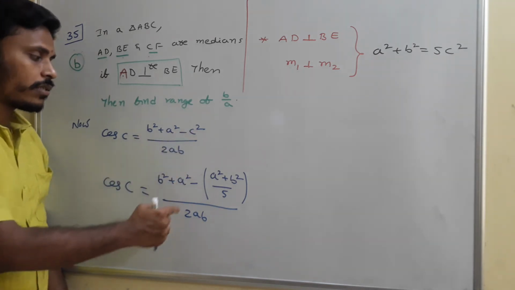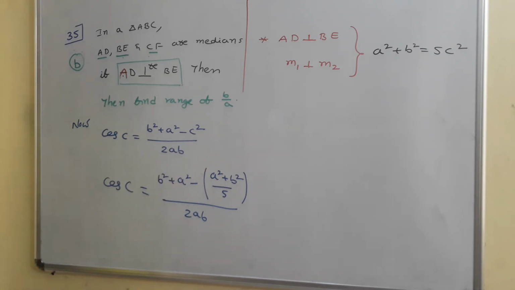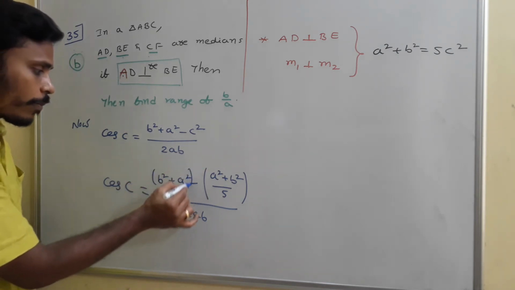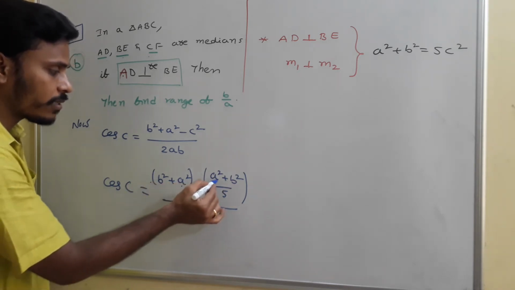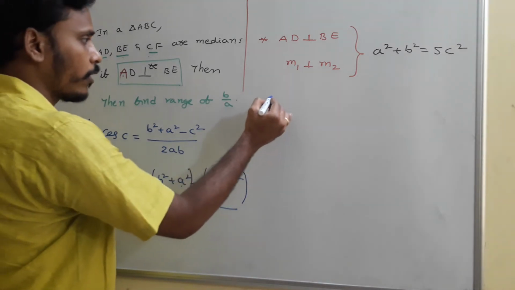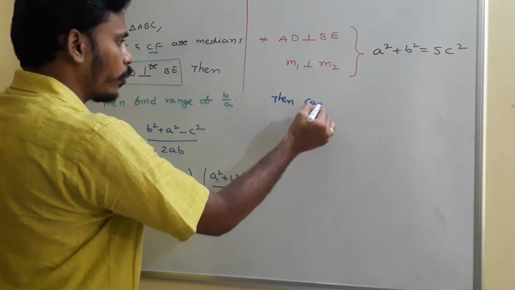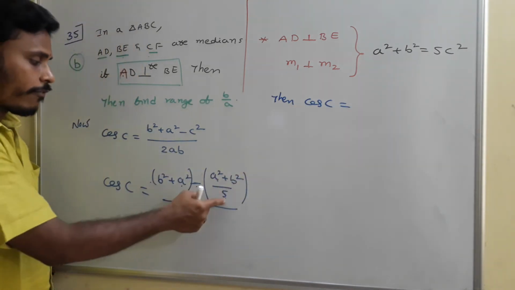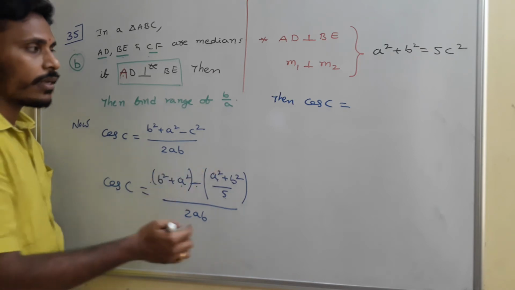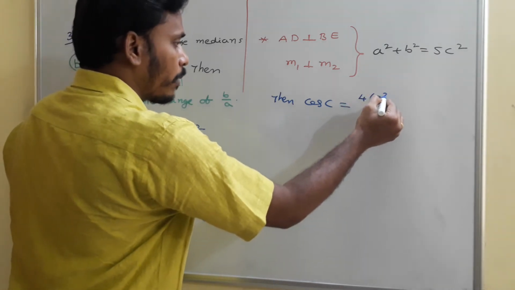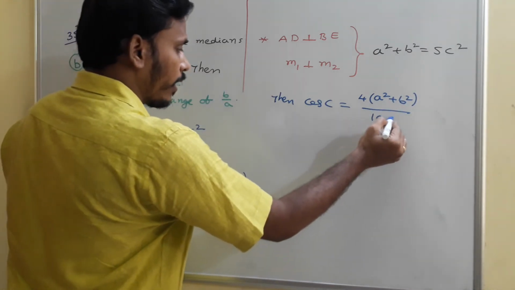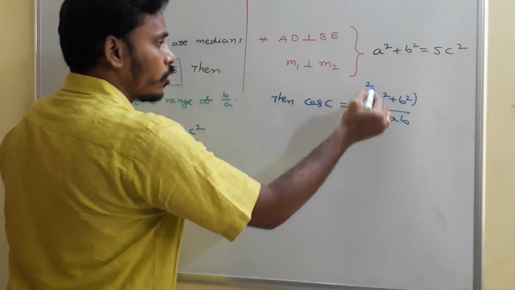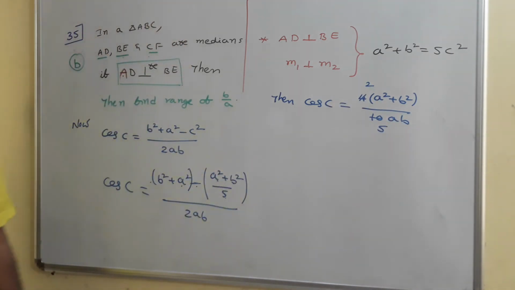See, a square plus b square minus c square by 2ab, and that c square is a square plus b square by 5. So if you take LCM, 5 times of a square plus b square minus a square plus b square, all by 5, divided by 2ab. Then you will get that cos C is equals to 5 times of a square plus b square minus a square plus b square, which is 4 times of a square plus b square, divided by 5 which comes down and becomes 10ab. On cancellation you will get the 2's and 5's. So at the end cos C is equals to 2 times of a square plus b square by 5ab.